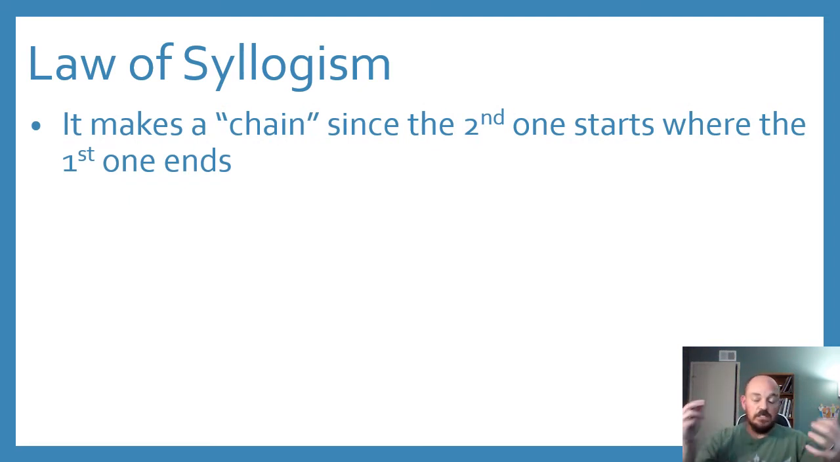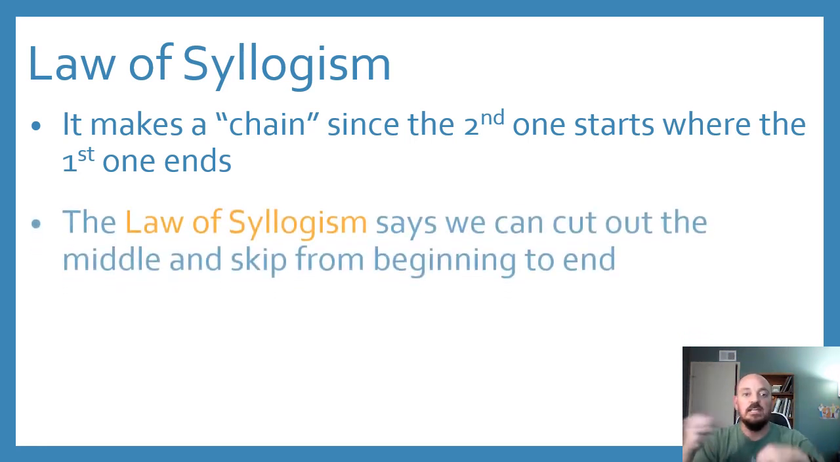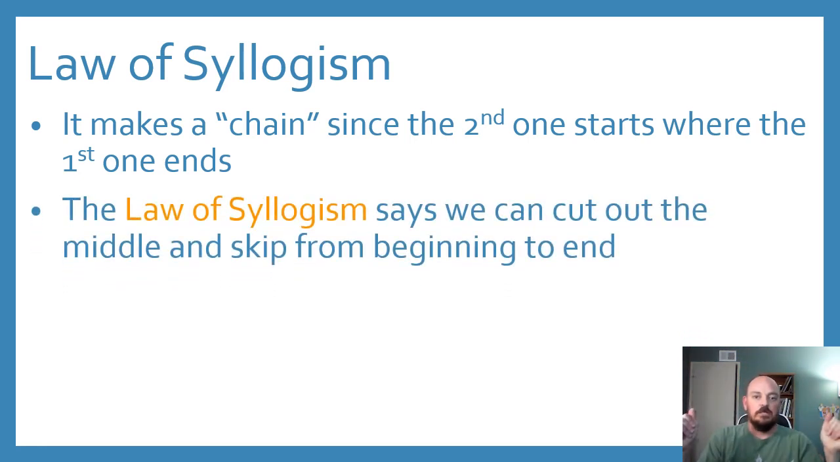So we chain these two statements together. The first one ended where the second one started. We put them together. Now what the law of syllogism really says is we can cut out that middle part and we can go straight from the first if to the last then.